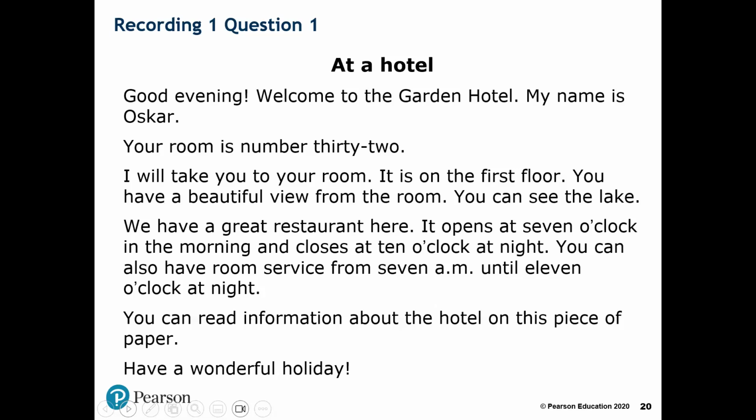At a hotel. Good evening, welcome to the Garden Hotel. My name is Oscar. Your room number is 32. I will take you to your room. It is on the 1st floor. You have a beautiful view from the room. You can see the lake. We have a great restaurant here. It opens at 7 o'clock in the morning and closes at 10 o'clock at night. You can also have room service from 7 a.m. until 11 o'clock at night. You can read information about the hotel on this piece of paper. Have a wonderful holiday.